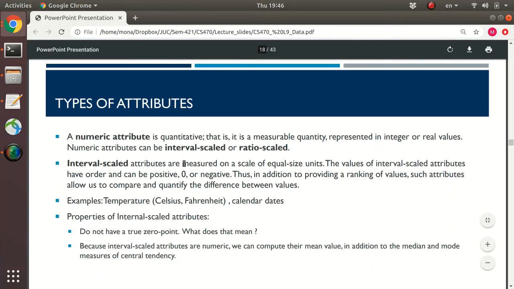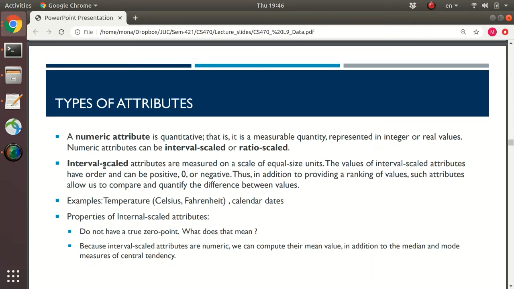Interval scaled attributes are measured on a scale of equal size units. The values of interval scaled attributes have an order, and can be either positive, 0, or negative. Thus, in addition to providing a ranking of values, such attributes allow us to compare and quantify the difference between values. And this is one of the important properties that distinguish this type of attribute from the previous types of attributes, which are only qualitative. Examples of such attributes are temperature, either in Celsius or Fahrenheit, and calendar dates.